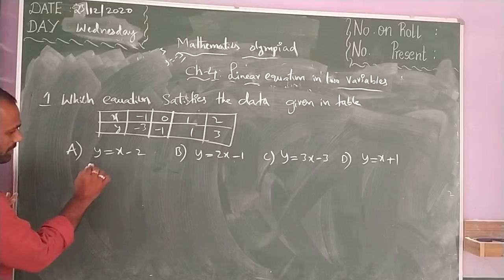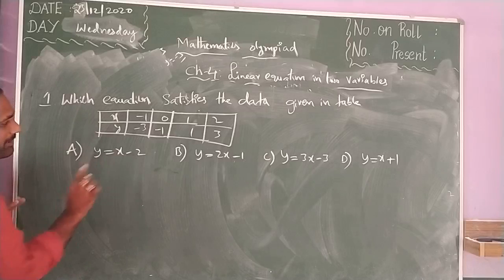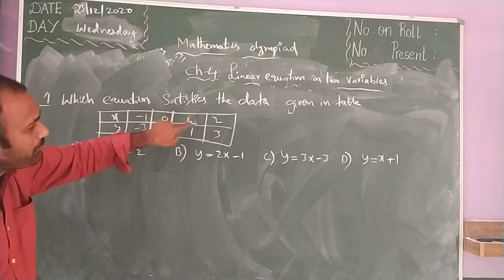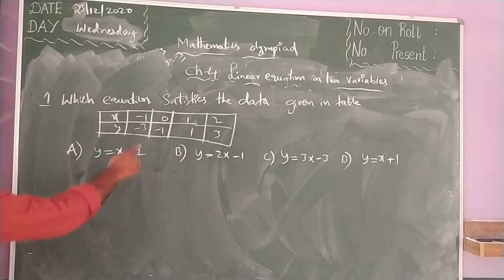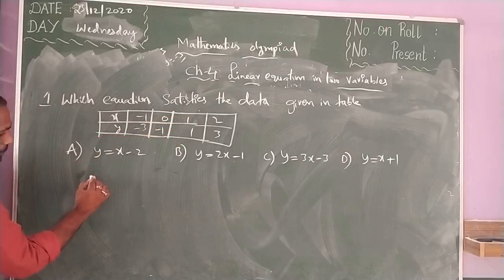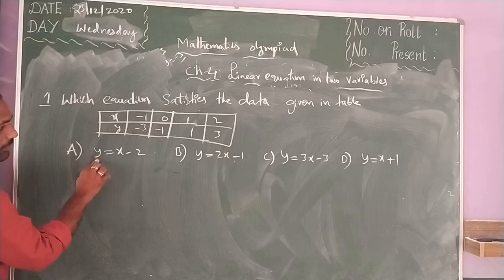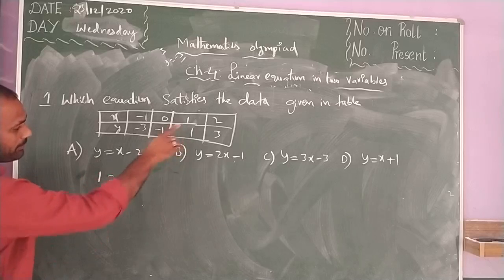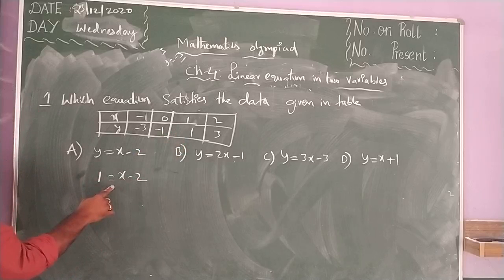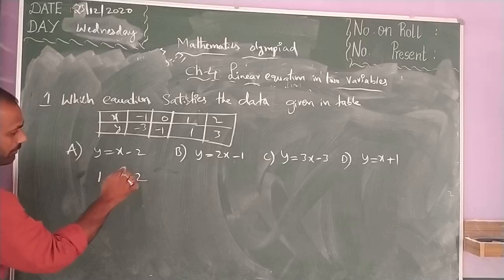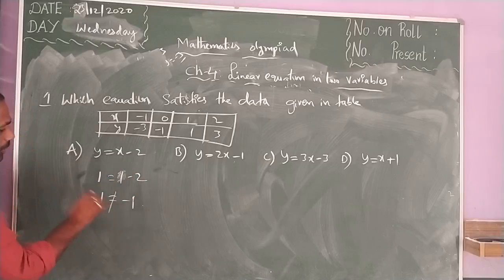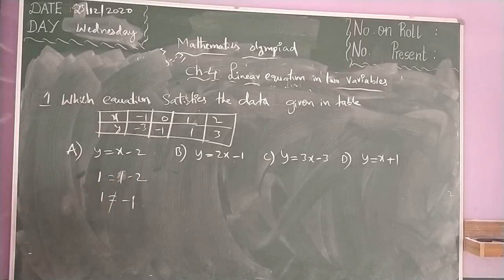So let us take the first option A, y is equal to x minus 2. Instead of checking all the options, it is better to check the first point, 1, 1, which is very easy for us. So x is 1, y is 1. If I substitute x as 1, then 1 is equal to minus 1. So it is not satisfied. Option A is not true.